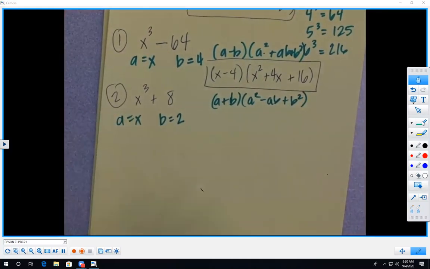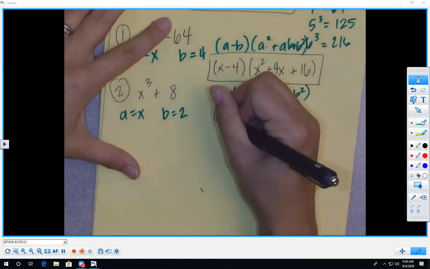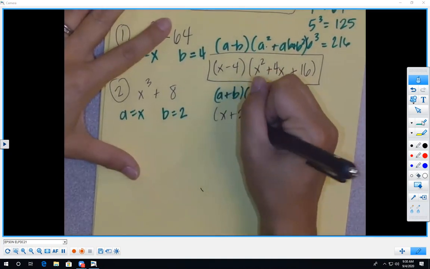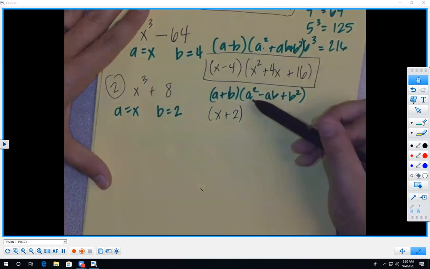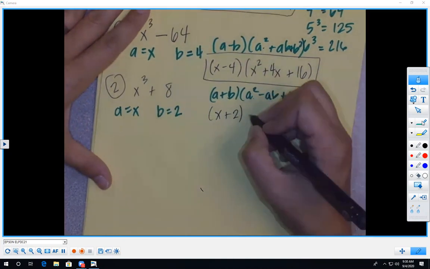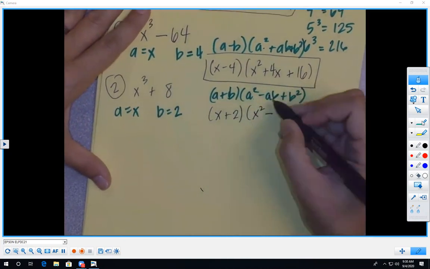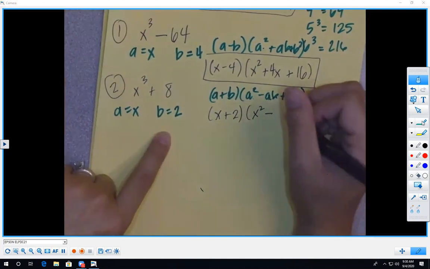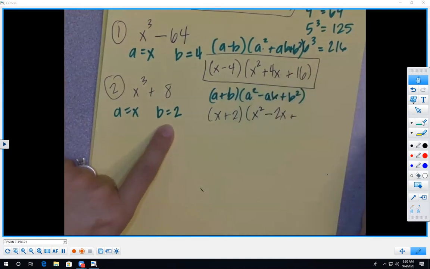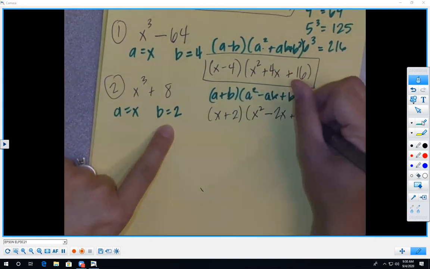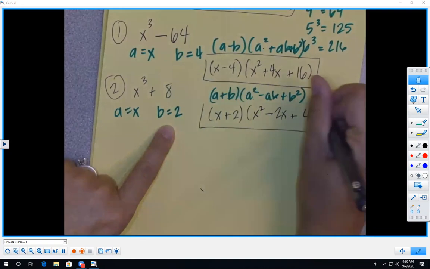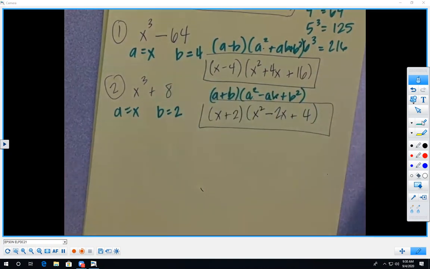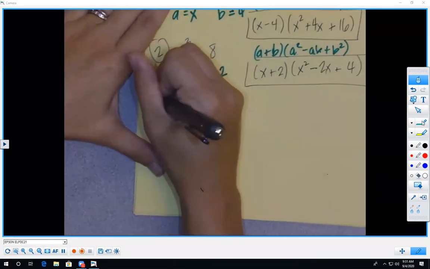And when I put my information in, a plus b is x plus 2. A squared, what is a squared? x squared, minus a times b. Yeah, x times 2 is 2x, plus b squared is 4. Questions about that? Okay, let's do another one.